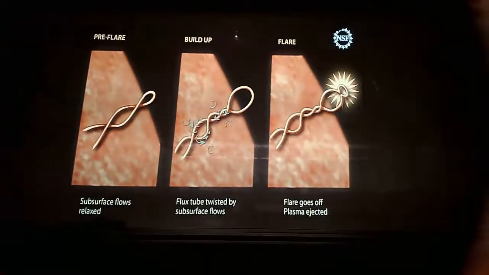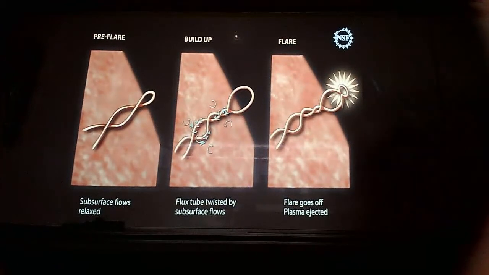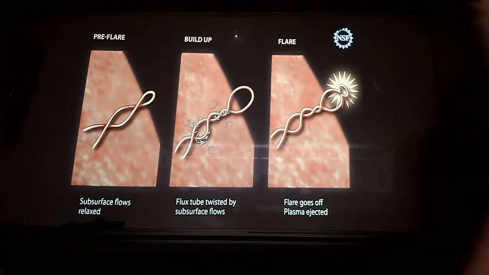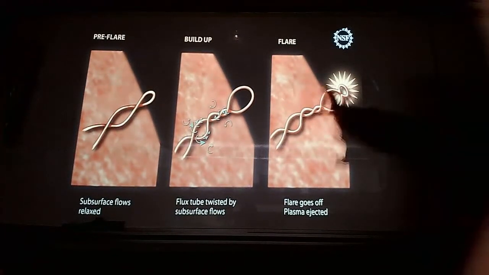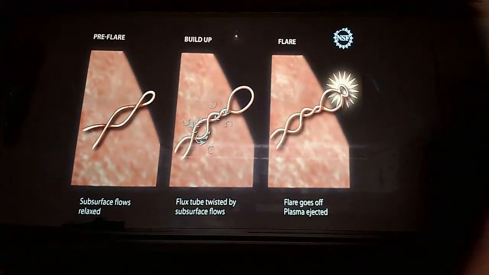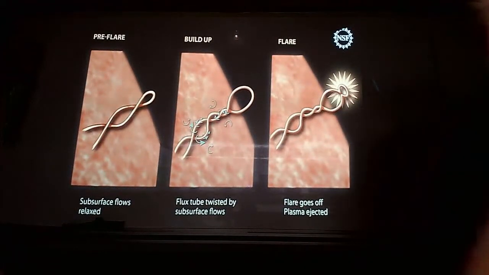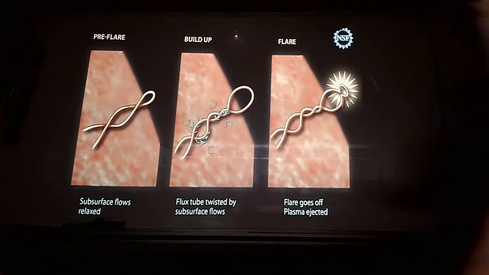You can think of it like kinking up a garden hose too far. You can only twist it so much until you get it breaking and you get water leaking out. That's essentially what's happening to these magnetic field lines. They can only twist and turn around each other so much before something has to give. And that's what happens when a solar flare occurs.